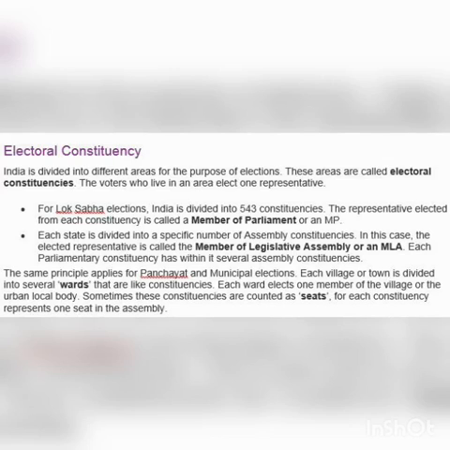Each state is divided into a specific number of assembly constituencies. In this case, the elected representative is called a Member of Legislative Assembly or an MLA. Each parliamentary constituency has within it several assembly constituencies. The same principle applies for panchayat and municipal elections. Each village or town is divided into several wards that are like constituencies. Each ward elects one member of the village or the urban local body. Sometimes these constituencies are counted as seats, for each constituency represents one seat in the assembly.